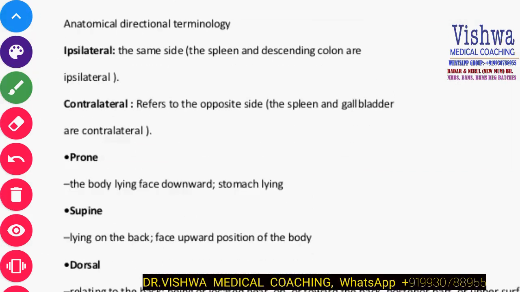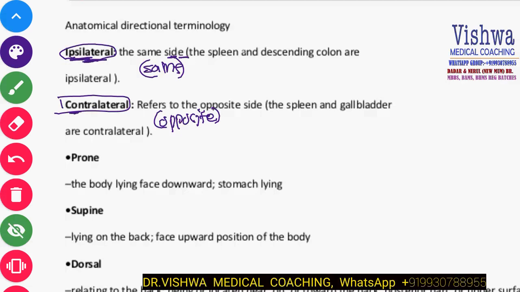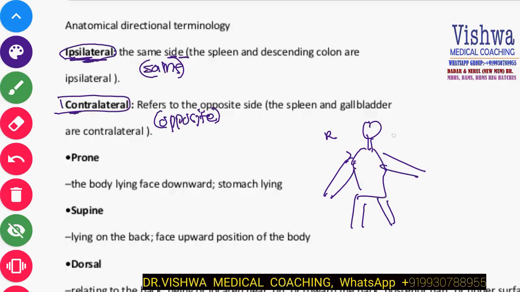Now, this is something which is really confusing sometimes. We also have some other terminologies, like for example, ipsilateral and contralateral. What is ipsilateral? Ipsi stands for same. Contra stands for opposite. So ipsilateral means same side. Same side of what? Let's say for example, this is a human being, this is your right side, this is your left side.